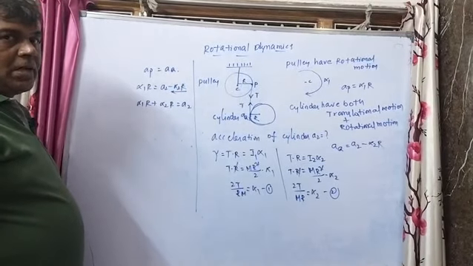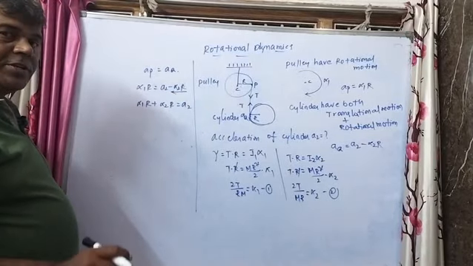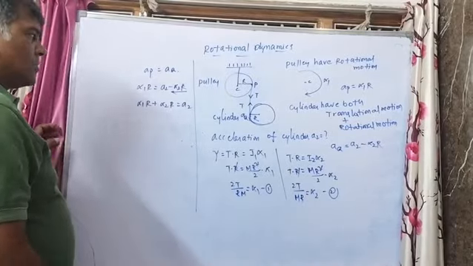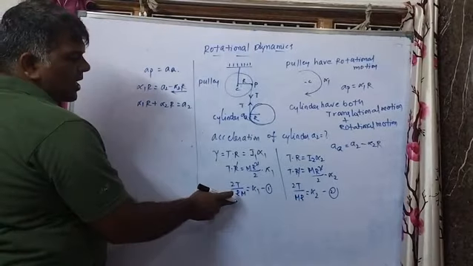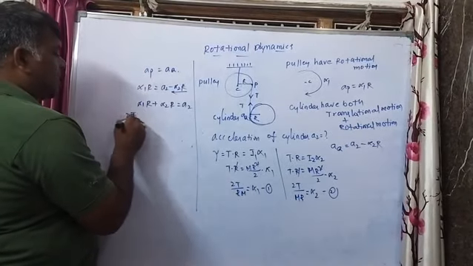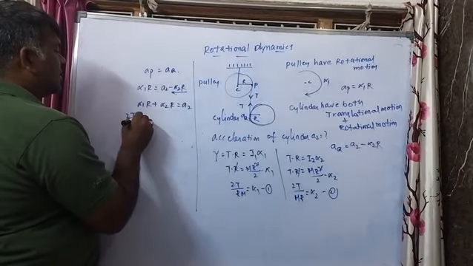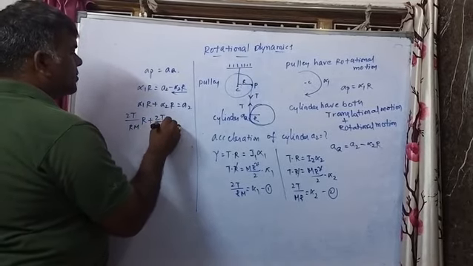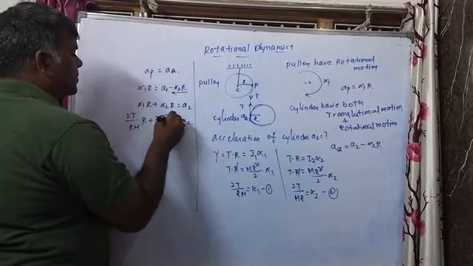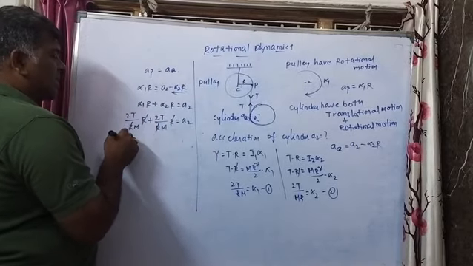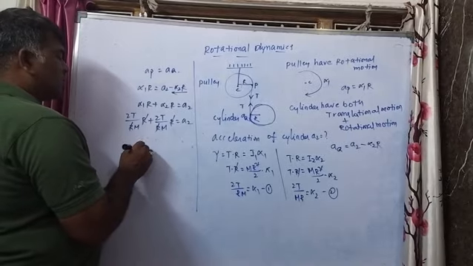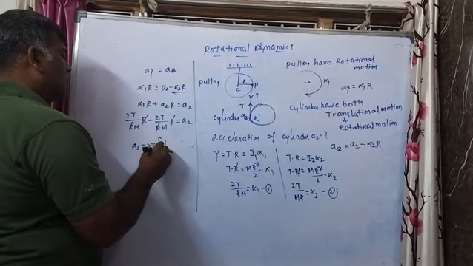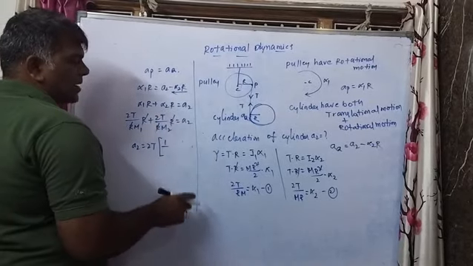What we are finding here finally is the acceleration of the cylinder, A2. We are finding it in terms of M1, M2 and G. Alpha 1 we already calculated: 2T by R into M into R plus 2T by R into M into R is equal to A2. R gets cancelled. A2 is equal to 2T times 1 by M1 plus 1 by M2.